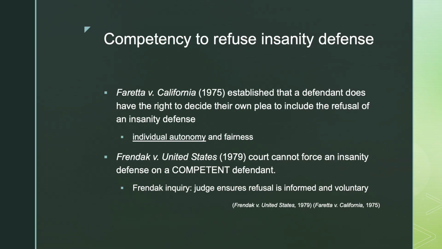Competency to refuse an insanity defense. The right to make decisions in your own case comes from a court case known as Faretta versus California, which was heard in 1975. This court case emphasized individual autonomy, but in the case Frendick versus United States in 1979, the court ruled that a judge cannot enforce an insanity defense on a competent defendant. That case created what's called the Frendick inquiry, where the judge checks that the refusal is made knowingly and voluntarily.